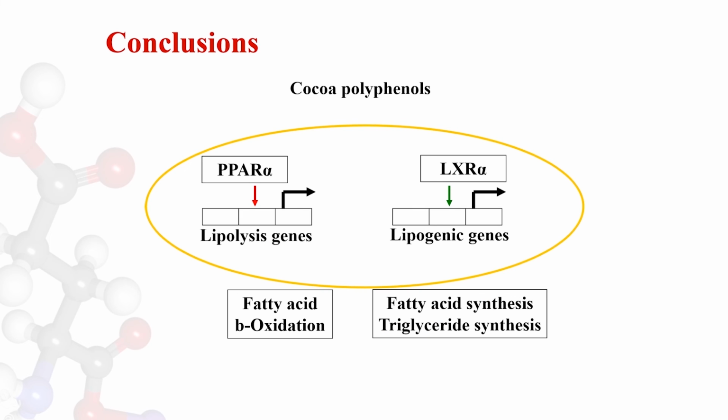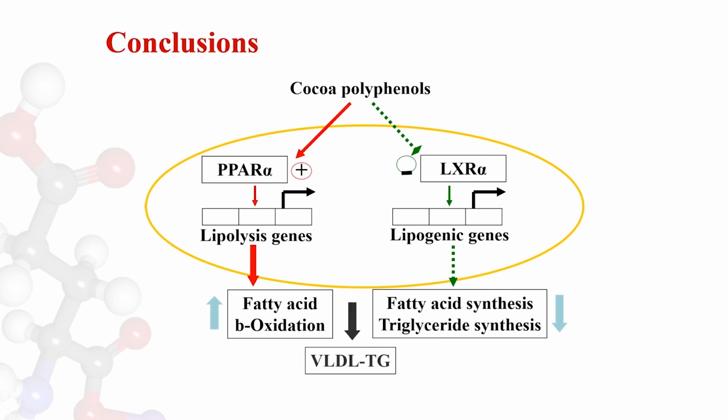Cocoa polyphenol will activate PPAR alpha, thus affecting the expression level of lipolysis genes, thus increasing fatty acid beta oxidation. At the same time, cocoa polyphenol can deactivate LXR alpha, thus reducing the lipogenic genes. At the same time, they will also reduce fatty acid synthesis and triglyceride synthesis. All of these processes will affect very low density lipoprotein and triglyceride.